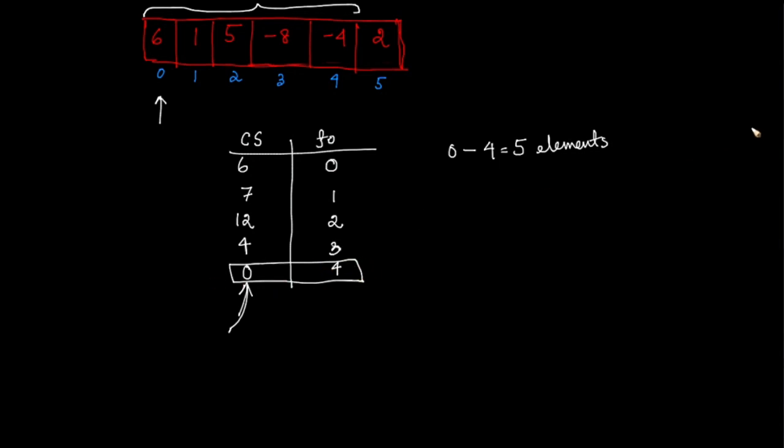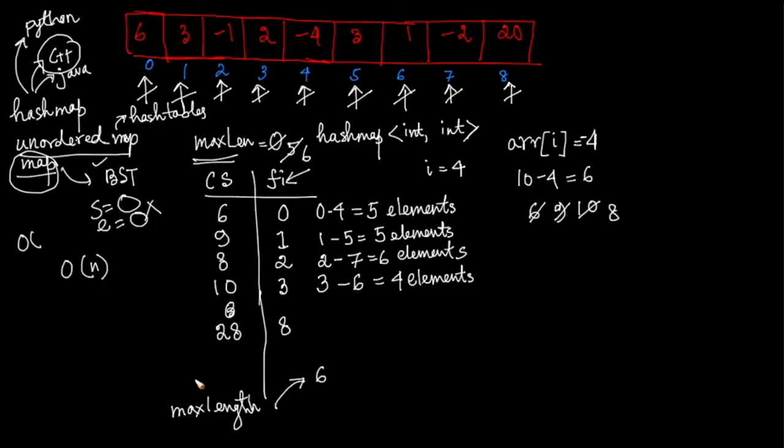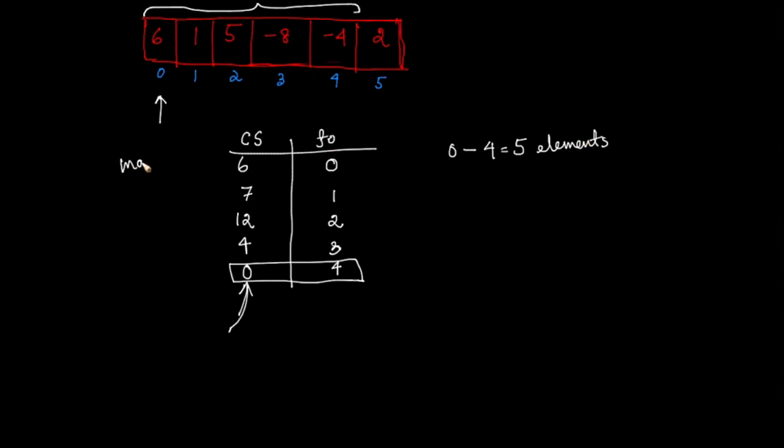So we will only push a new number into the hash map if it is non-zero. If it is 0, that means we have seen a particular index where the total sum from the beginning is 0. At this point we will obviously update the max length variable, which was 0. So we do 0 minus 4, which gives 5 elements. We will update 5, push 0, and then move ahead.